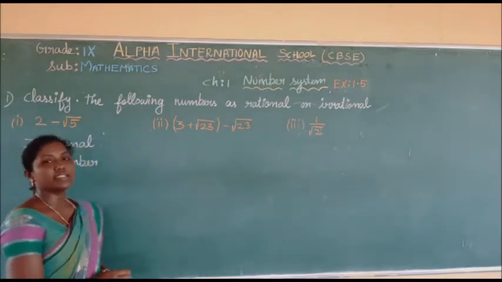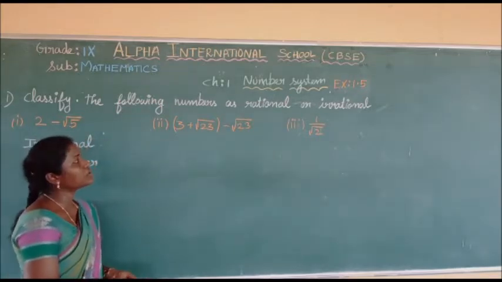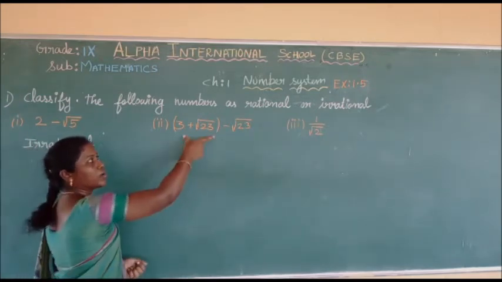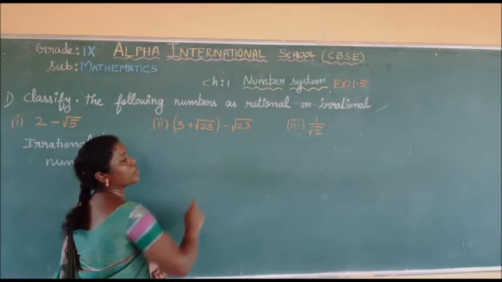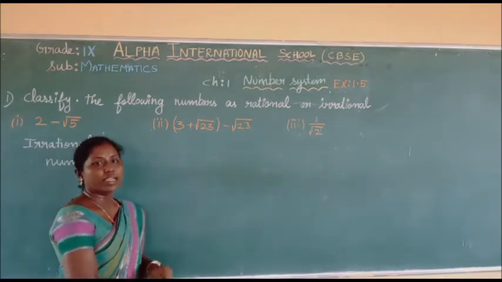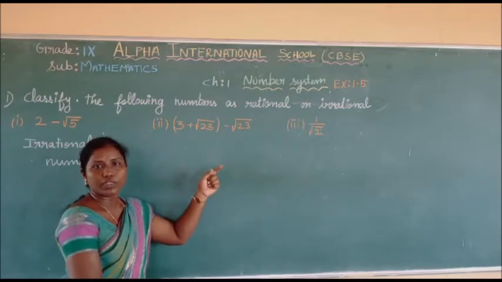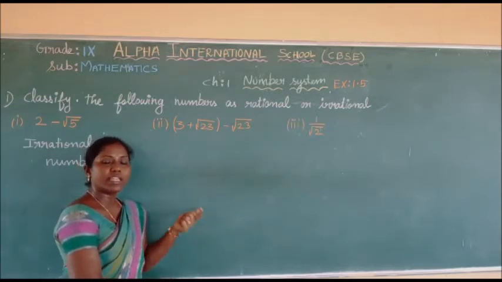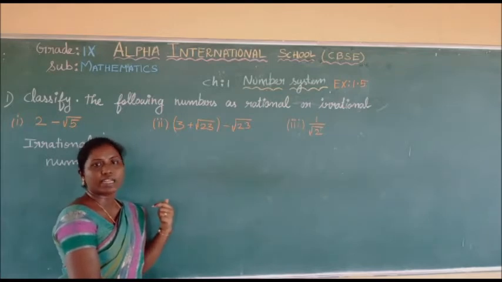Come to the second subdivision. What's the question? 3 plus square root of 23 minus square root of 23. See whether we are able to solve it. Here we can't simply subtract the way we did before, so I told that the answer would be an irrational number, and we concluded it as irrational.